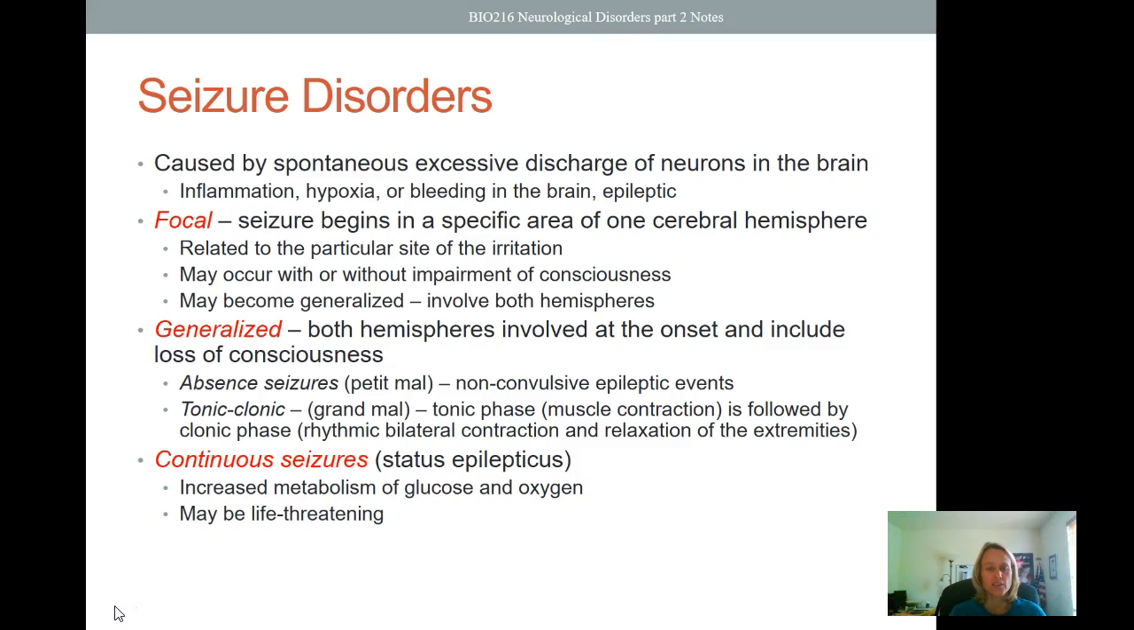A generalized seizure has both hemispheres involved at the onset and a loss of consciousness. Absence seizures or petit mal seizures are non-convulsive epileptic events where there's just a momentary loss of consciousness. Tonic-clonic or grand mal seizures can include a tonic phase of muscle contraction, followed by a clonic phase in which we have bilateral contraction and relaxation of the extremities. Continuous seizures, or status epilepticus, is where the seizure keeps continuing, and this is a life-threatening condition.